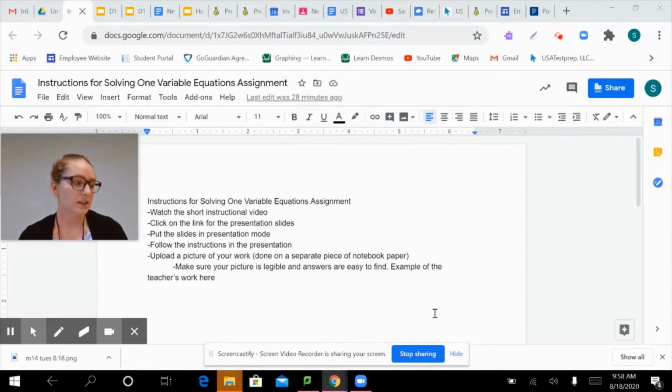On the instructions, you are going to have other links as well. They're not in there right now, but you're going to have other links so that you can just follow the instructions on this document to complete your task for the day. So we are talking about one variable equations, something that you may or may not have experience with. There's another instructional video that I'm going to send to you guys about how to solve one variable equations.